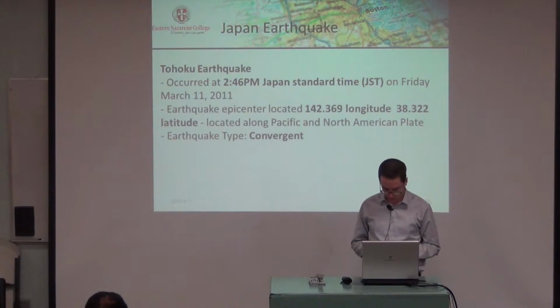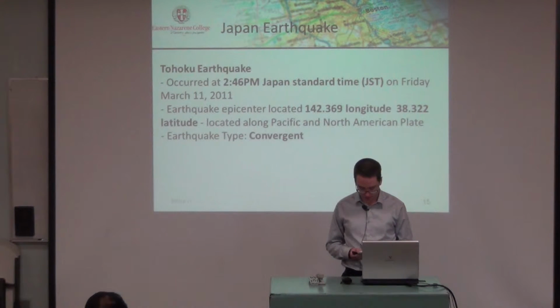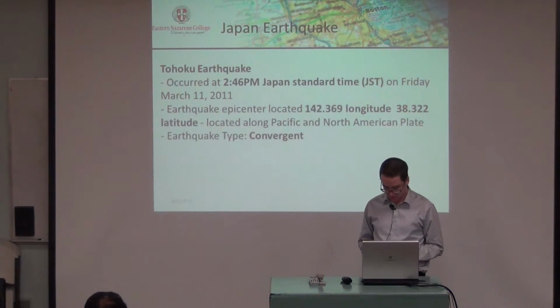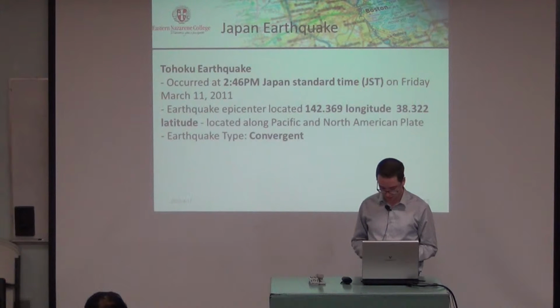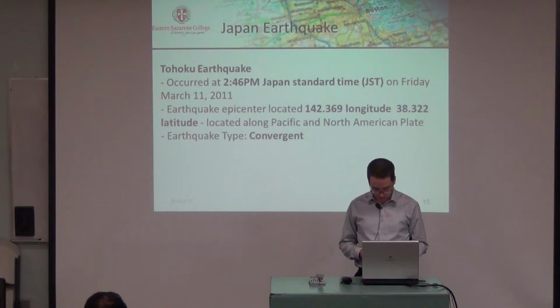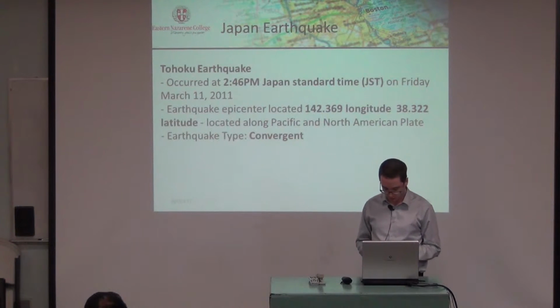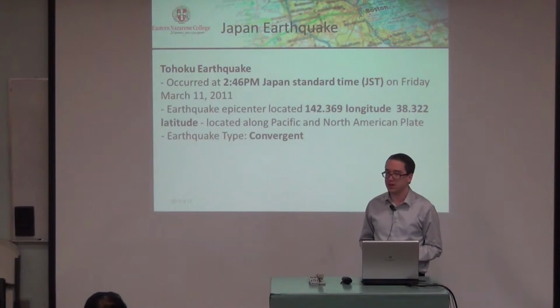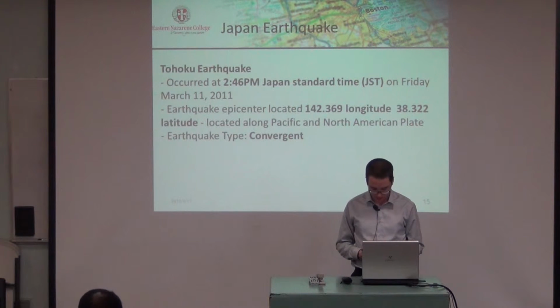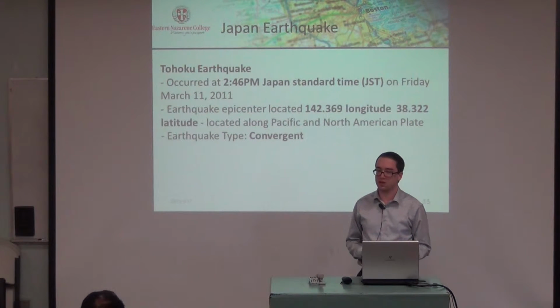Now let's look at the Japan earthquake in more detail. On March 11, 2011, a magnitude 9.0 earthquake took place in Japan. The epicenter of this earthquake was located at 442.36 longitude and 38.32 latitude. This earthquake also occurred underwater.